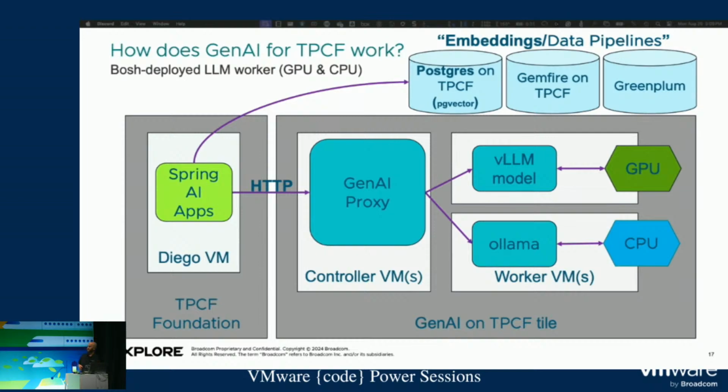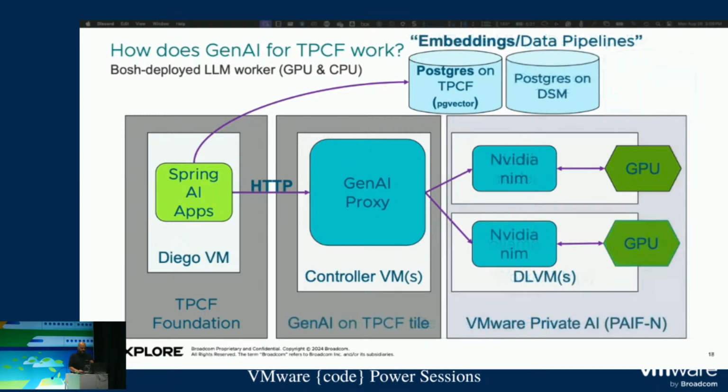We can use things like the Postgres for Tanzu Platform for Cloud Foundry tile to do pgvector embedding support. Or if you have GemFire or Greenplum, they have some advanced analytics and data pipeline things you can do as well. So that's a quick high-level view of what we're looking at. And of course, if you have the VMware Private AI Foundation, with some of those very beefy GPUs available, we can wire it directly into that solution as well and make the most use of your investment there too.